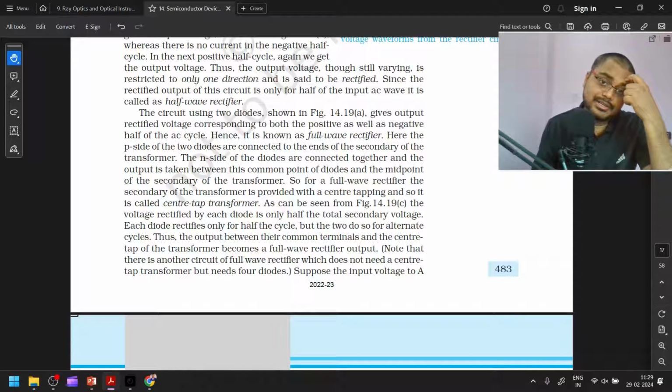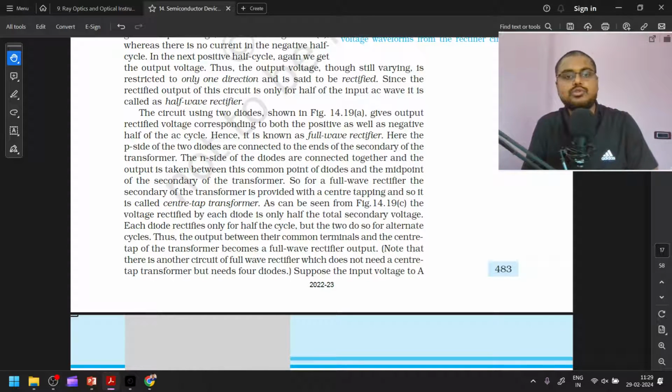So if you see, NCERT tells here that the circuit using two diodes shown in figure 14.19a gives output rectified voltage corresponding to both the positive as well as negative half. Hence it is known as full wave rectifier. In a full wave rectifier, the secondary of the transformer is provided with a center tapping, and so it is called the center tap transformer.